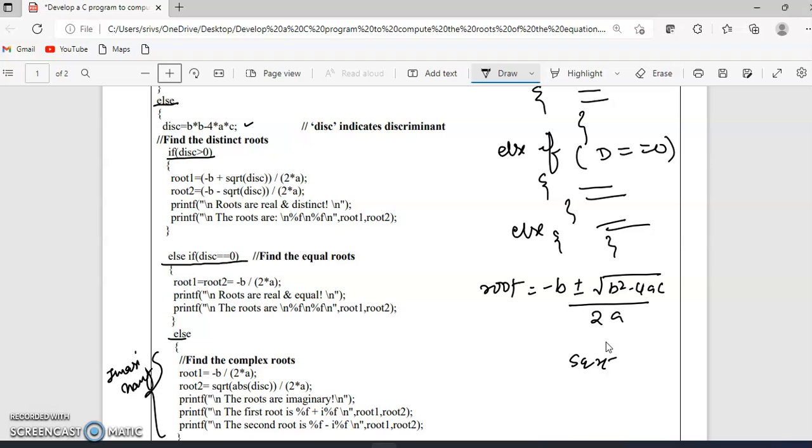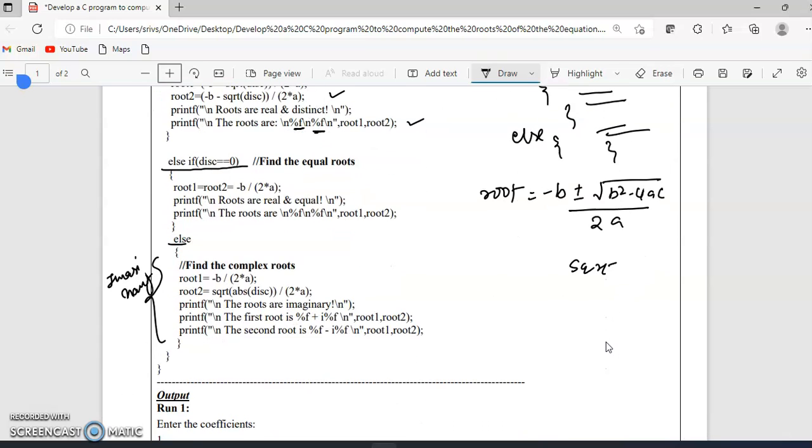Root 1 will be minus b plus under root of d upon 2a. Second root will be minus b minus under root of d upon 2a. So these root 1 and root 2 we are calculating, and then we are going to print. And since everything is of float type, while printing we need to give the format specifier %f.